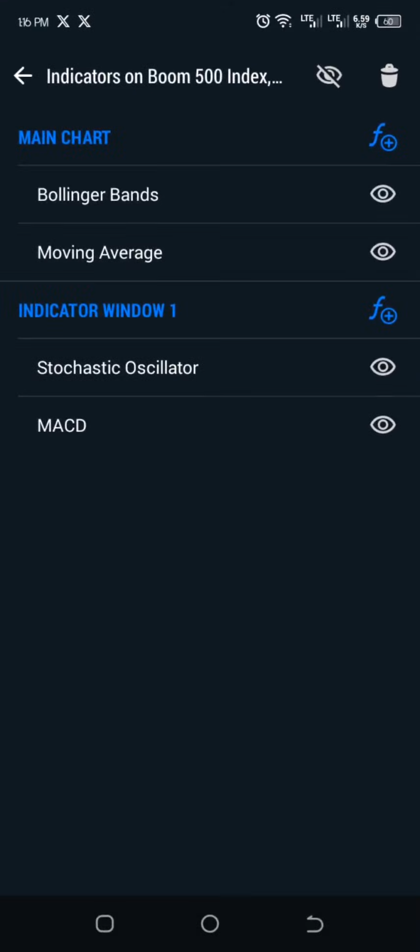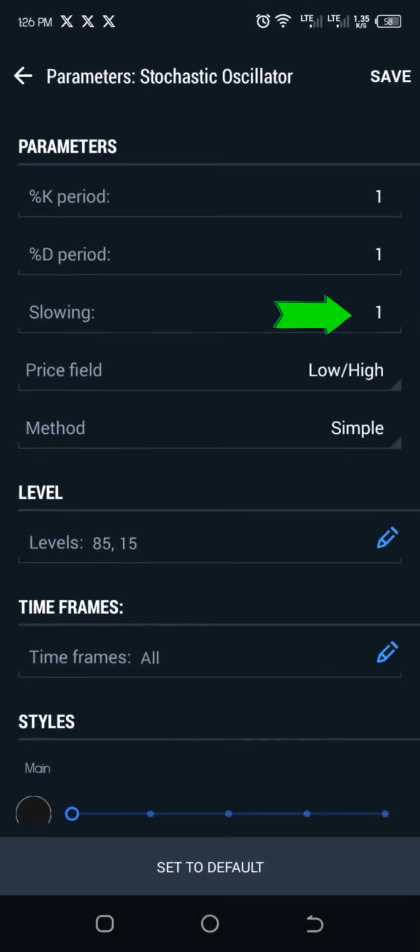Now moving on to the third indicator, which is the stochastic oscillator. We click on main chart F plus, search for stochastic oscillator, and these are the parameters. The K period is 1, the D period is 1, the slowing is 1, the price field is low/high, method is simple. And for the levels, we need the 15 and the 85 levels. That is the levels we need for the strategy. Just set the stochastic oscillator line as your background color, then click on save. We only need the stochastic oscillator levels.